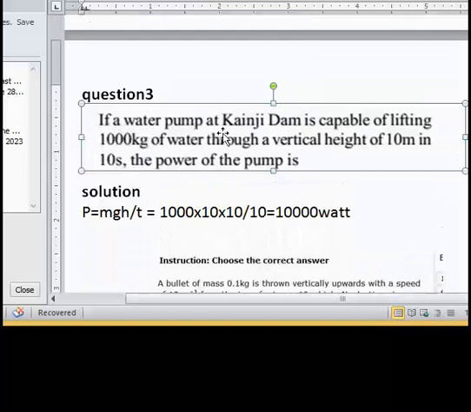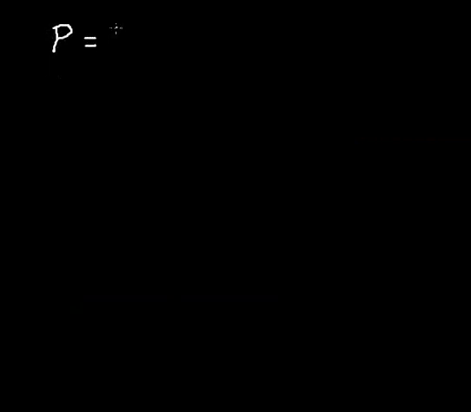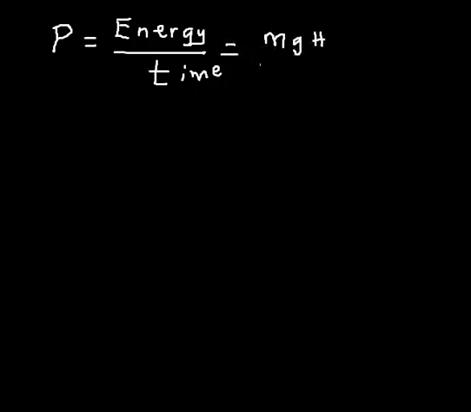If a water pump at Kainji dam is capable of lifting 1000 kg of water through a vertical height of 10 meter in 10 seconds, the power of the pump, right? So since we are looking for the power, the power is going to be equal to the work or the energy, the potential energy expended by lifting that water to that height, that's energy all over time, and potential energy is mgh, of course, divided by time.